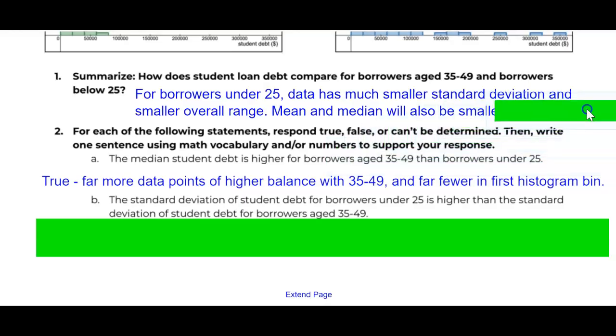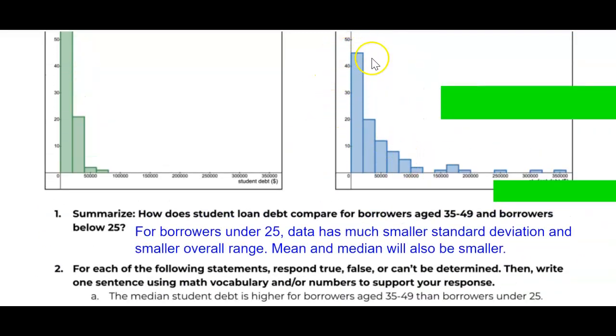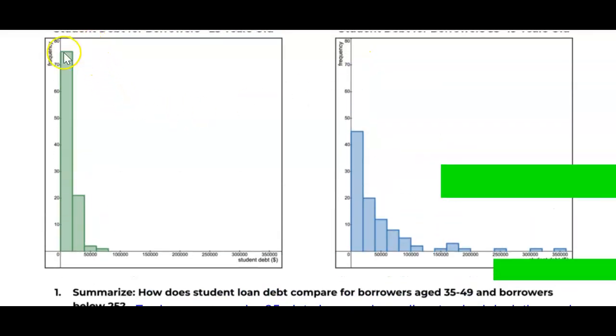So it is true that it's higher for the over 35, because you can see far more data points of higher balance with that graph and far fewer in that first histogram bin. So I've only got about 50 people, not even 50 people, 45 people in the first bin with the older group and 75 people in the first bin.